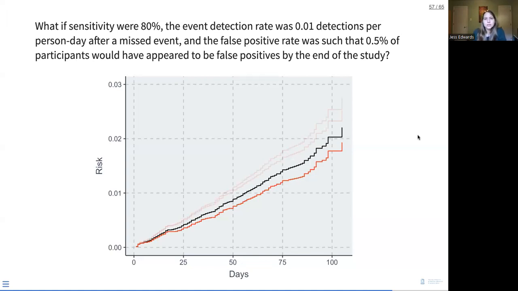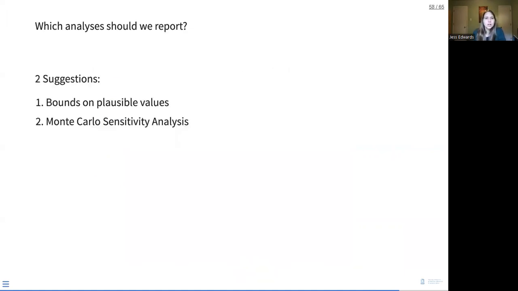And so that's all well and good. We could do this all day. We could come up with various stories. It's difficult to converge to the answer, which is what decision makers often want, if we're just doing these one-off what if exercises. And so there are two suggestions I have here when we're thinking about this. The first is to create what I'm calling bounds on plausible values.